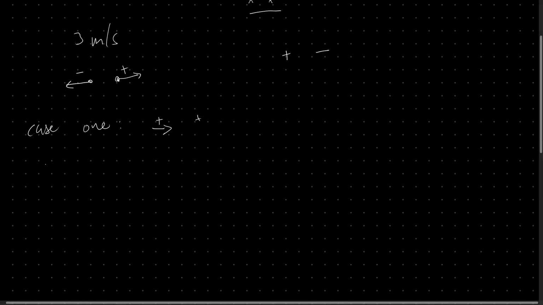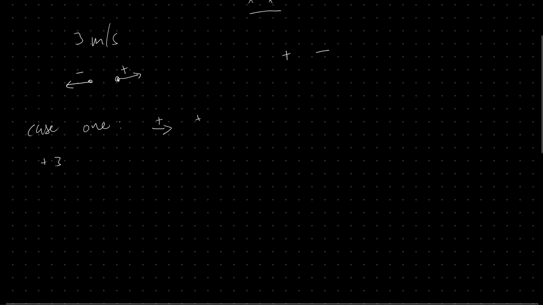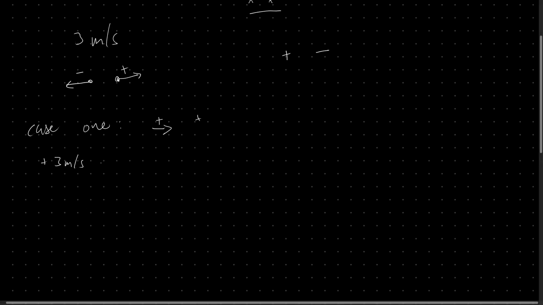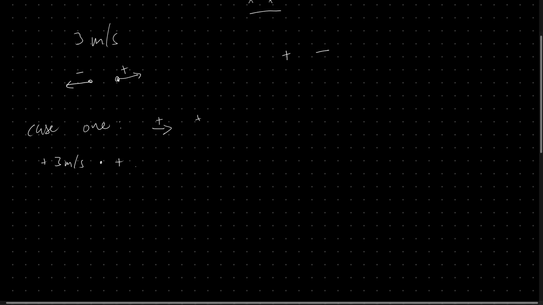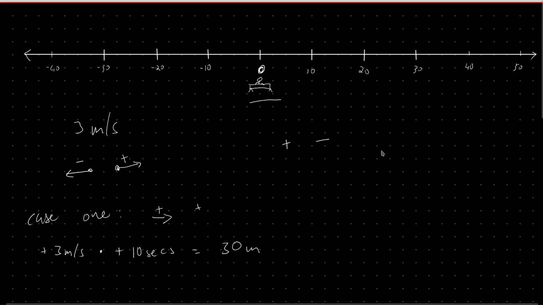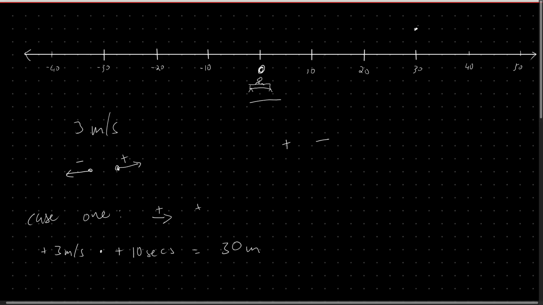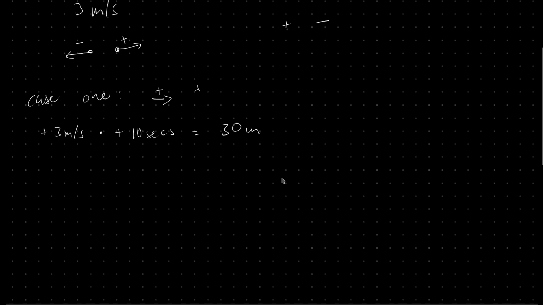So here we have, they will be going 3 meters per second to the right, times, I'll just denote the multiplication by dot, times 10 seconds. So that will equal 30 meters. So that will be to our right at 30 meters. So after 10 seconds, they'll be located 30 meters to our right.